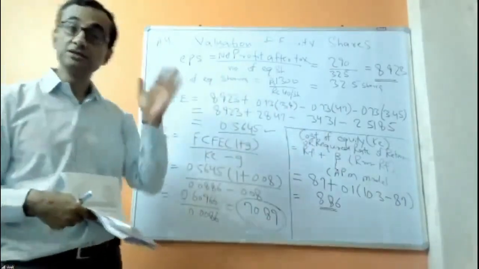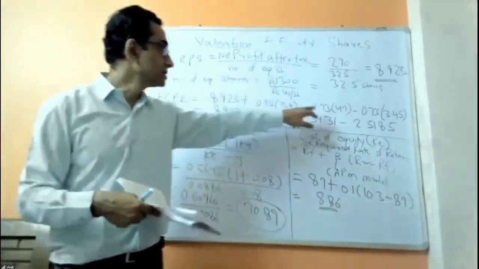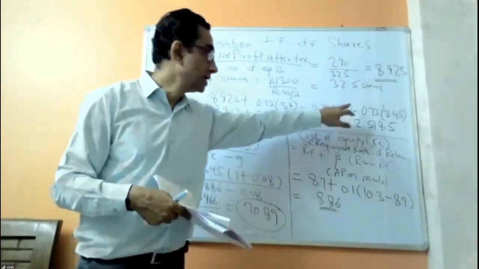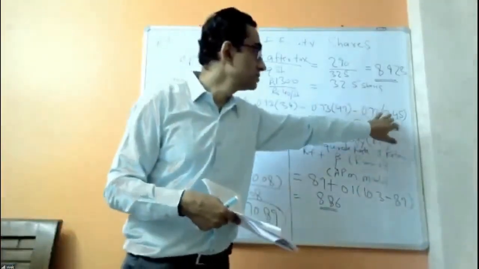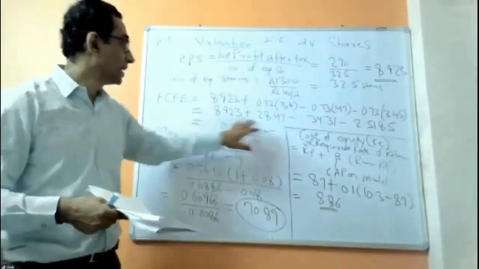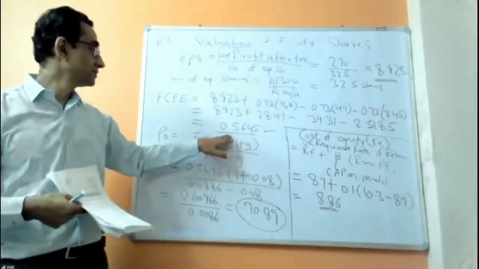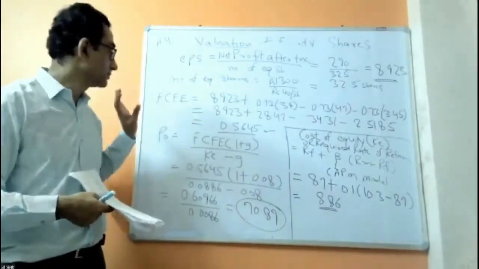Then capital expenditure is deducted, as we have seen during our examples in FCFE, minus 0.73 equity percentage into 47 capital expenditure. Then again the working capital is deducted, equity percentage 0.73 into 3.45, which is the working capital per share. We add, then we calculate all this figure, and the final figure we got is 0.5645, which is the free cash flow to equity.